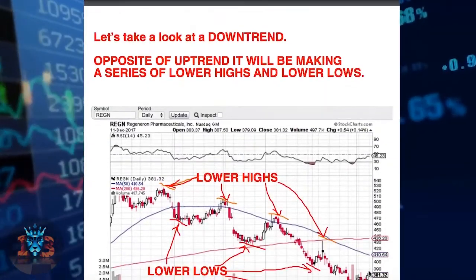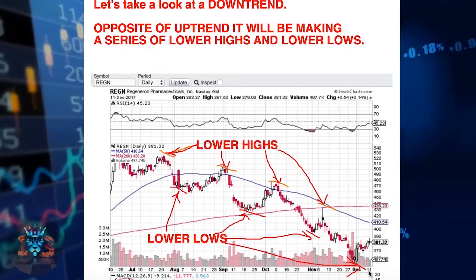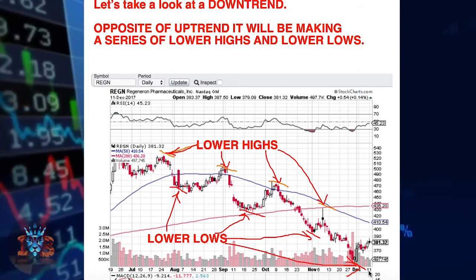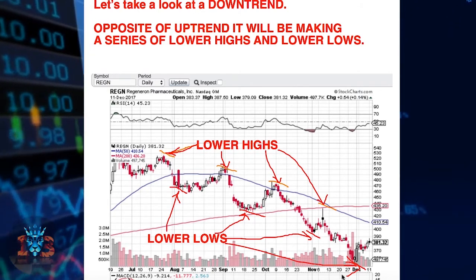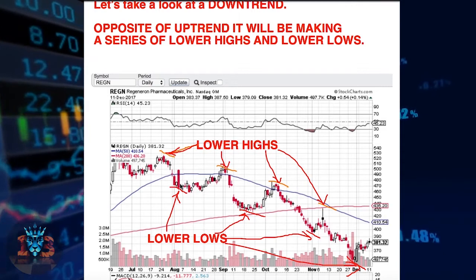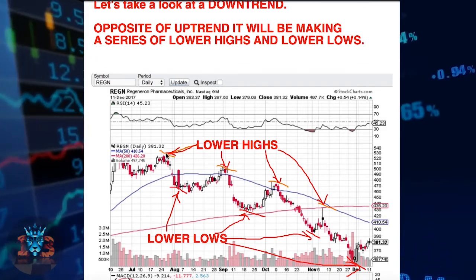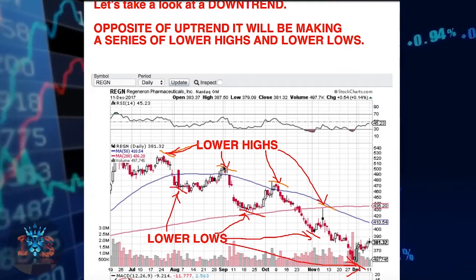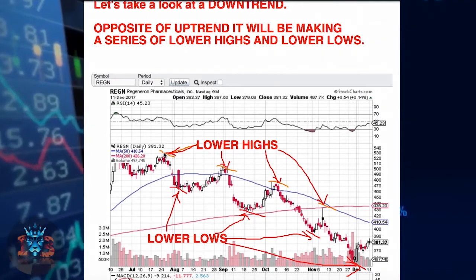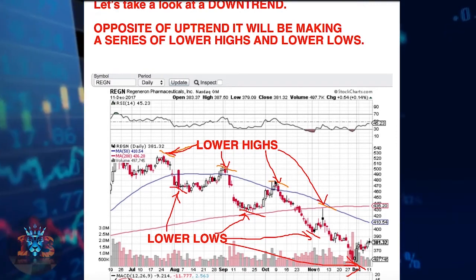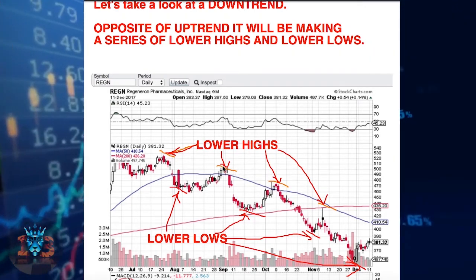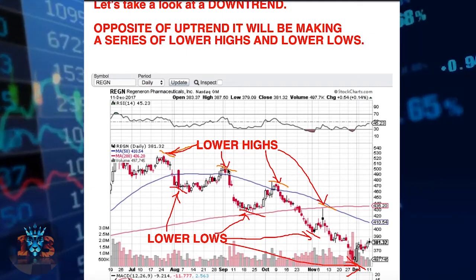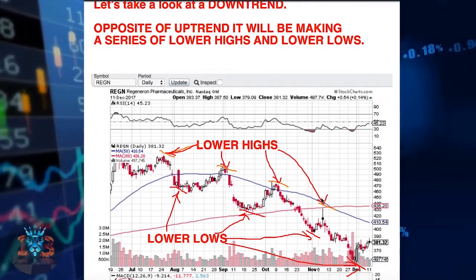Let's take a look at the downtrend. The downtrend is the opposite of the uptrend. It will be making a series of lower highs and lower lows. So on this chart of REGN Pharmaceuticals, you have a high right here. Well, the next high point on this chart is lower than the previous one. And you can see the following high on the chart is lower than the preceding high, and that trend continues. So we have a series of consecutive lower highs.